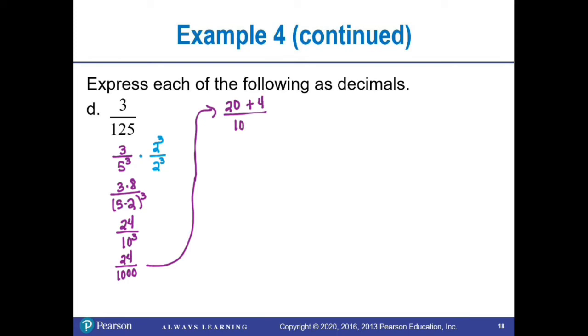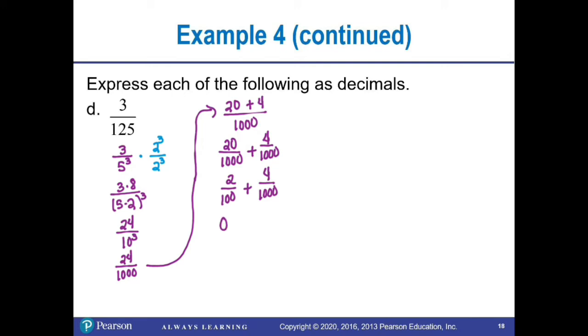Rewrite 24 as 20 plus 4. Again, I'm thinking about multiples and powers of 10. Pull your fraction apart, so we'd have 20 over 1,000 plus 4 over 1,000. To simplify 20 over 1,000, I want to think about a power of 10 that goes into both. Well, 10 goes into 20 2 times and into 1,000 100 times. And bring down the 4 over 1,000. I don't simplify any further because to write this as a decimal, I want to keep powers of 10, like 10, 100, 1,000, 10,000, and so on in that denominator.